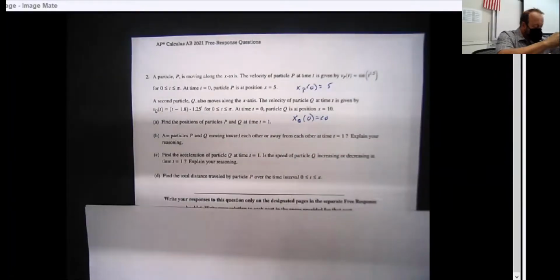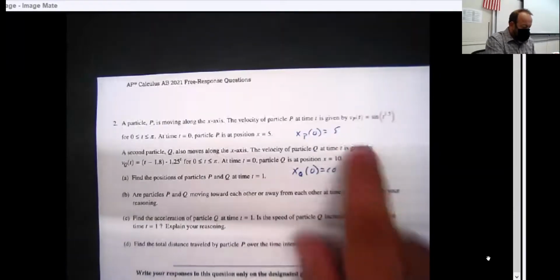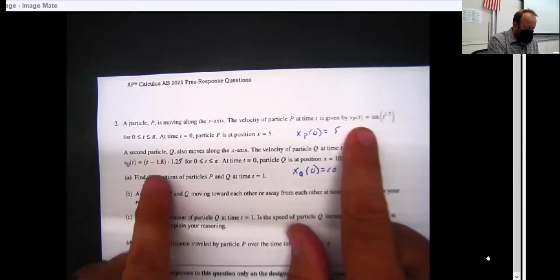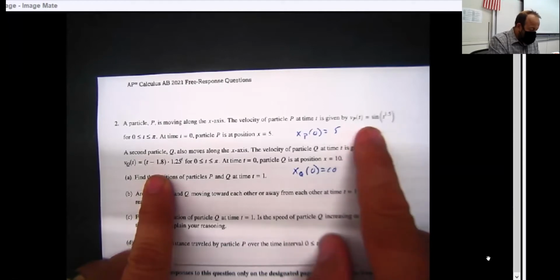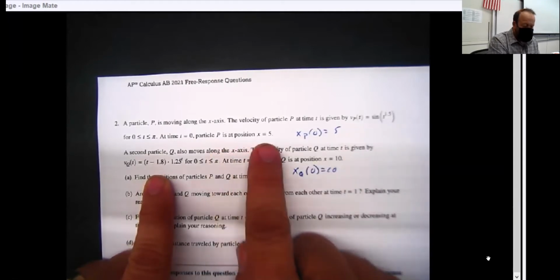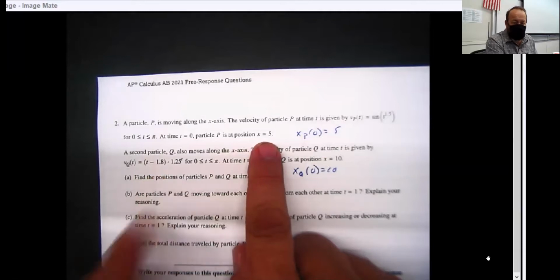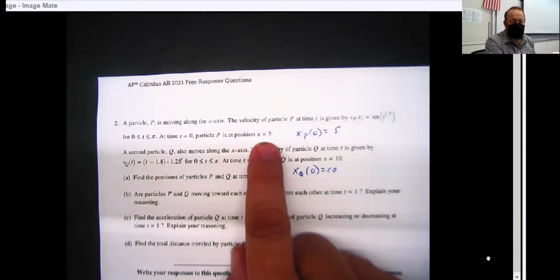This is actually one of the more straightforward questions. It kind of just works quickly. So let's review what it says here. We have these two particles, particle P and particle Q, of given velocities. And in each case, they gave us an initial condition or a starting point. So keep in mind, when we integrate the velocity, we don't actually get the position, we get the displacement.